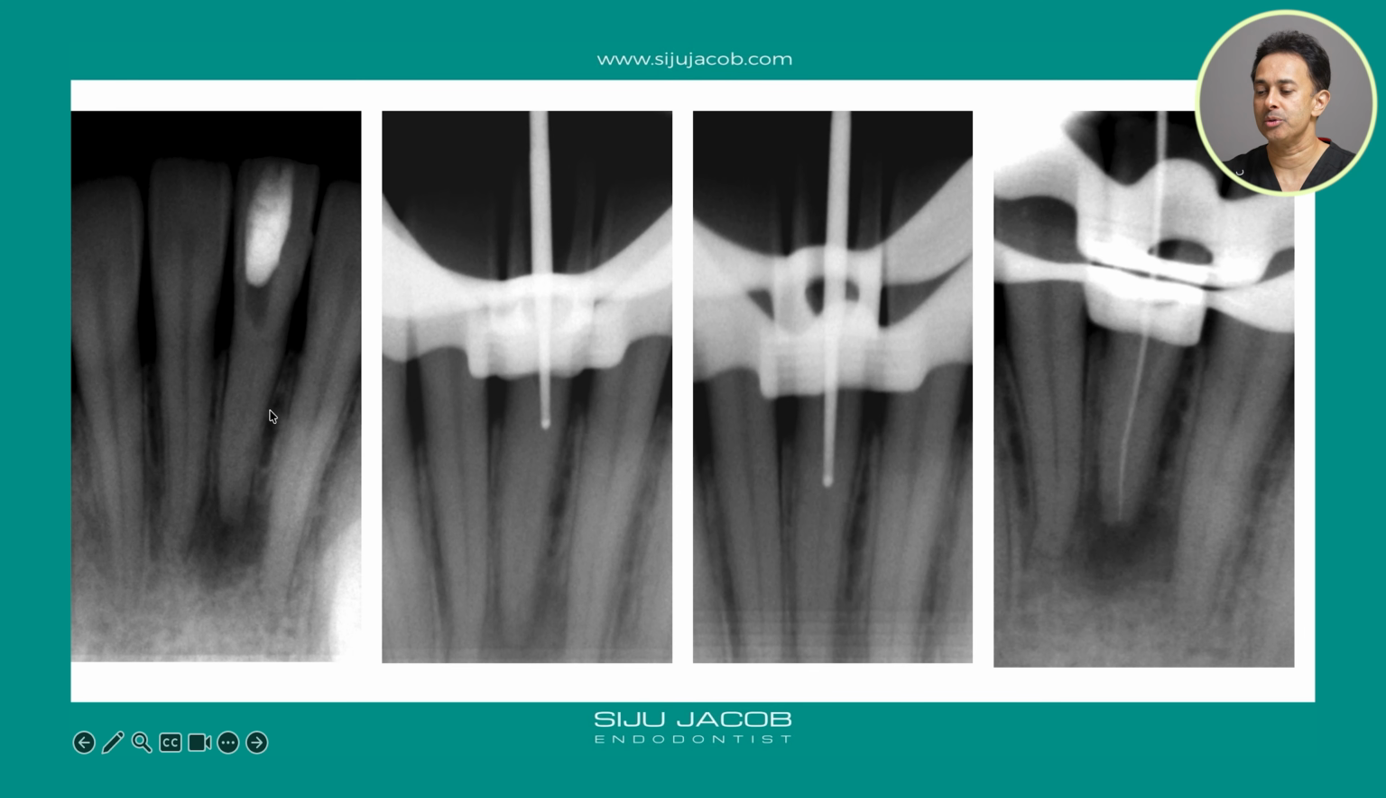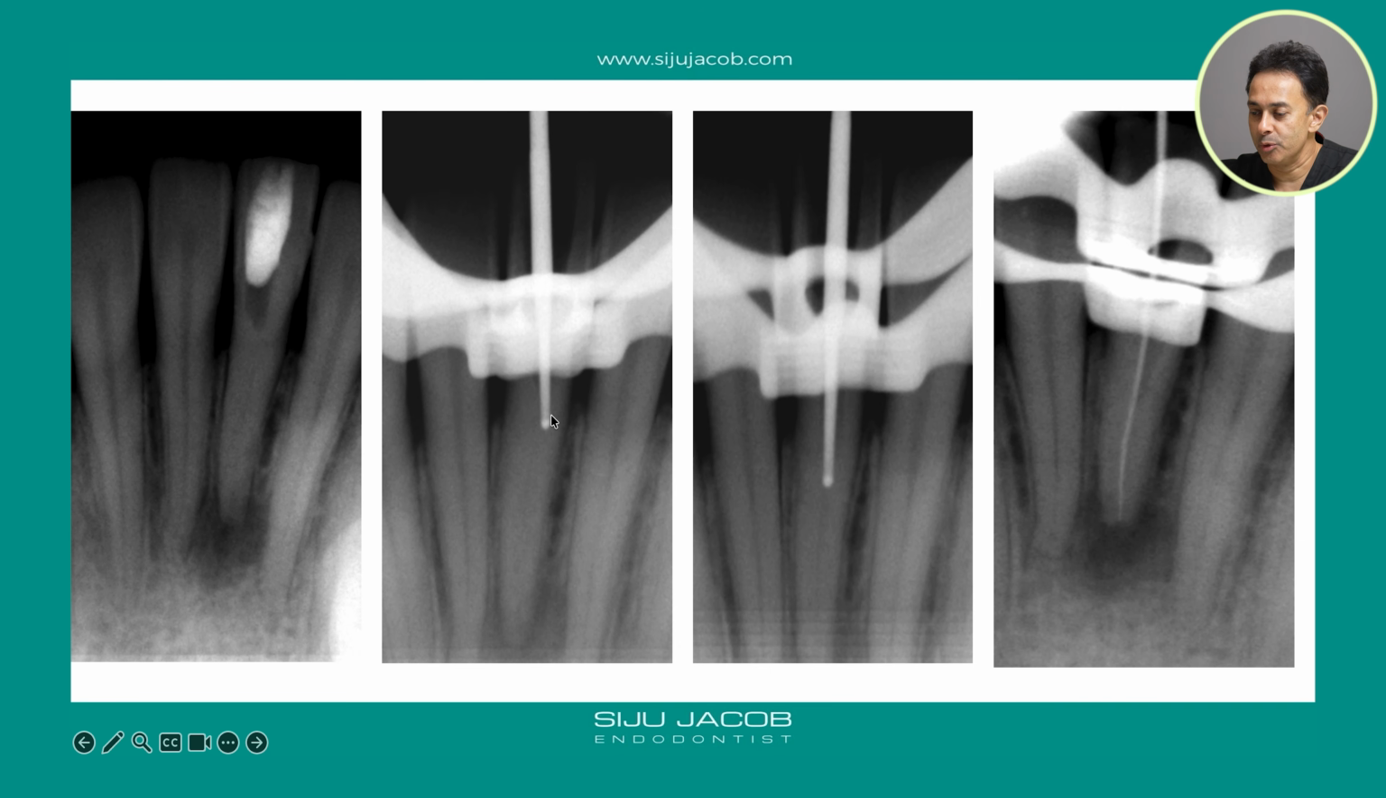Radiographs used to be the gold standard which helped us locate hard-to-locate canals, and we sometimes use this in everyday clinical practice. This is an example of how you can use radiographs. This is a case where somebody had done an access in a mandibular incisor, could not locate the canals, and then referred the case to me.